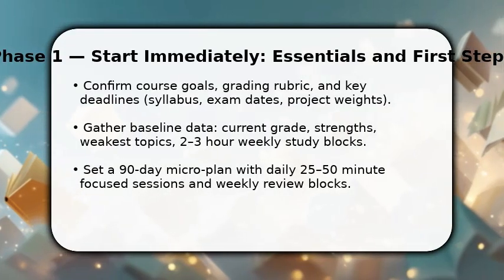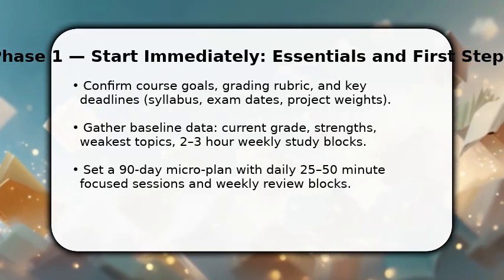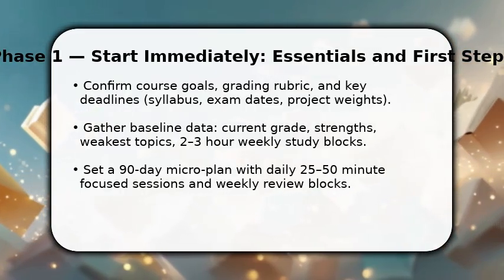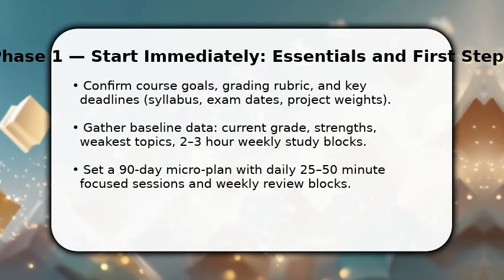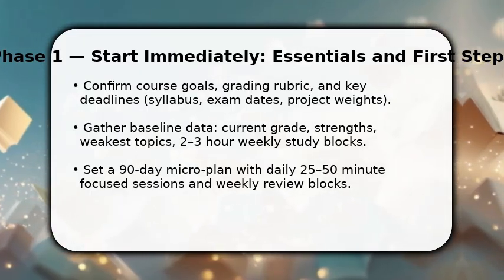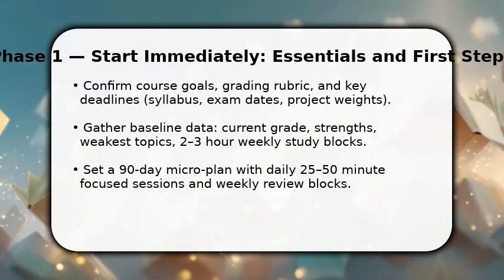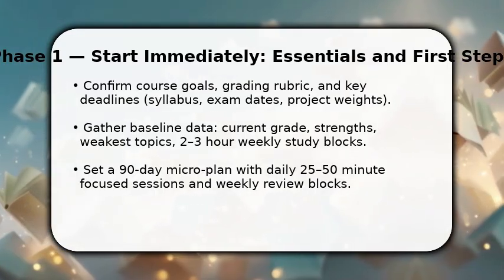You already know the basics. Now act. First, verify the syllabus, grading rubric, and deadlines so you aim at the right target. Next, map your current grade and list 3 week topics to prioritize. Then build a 90-day microplan.